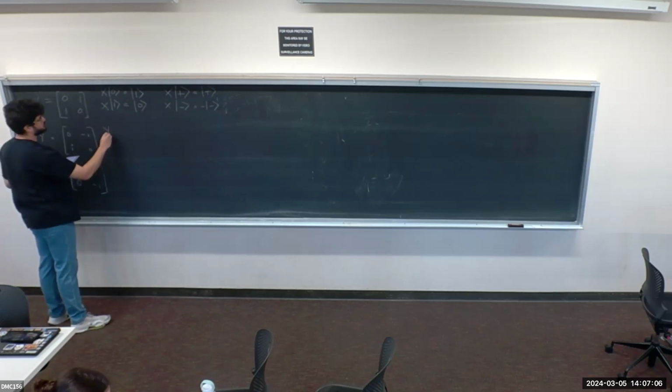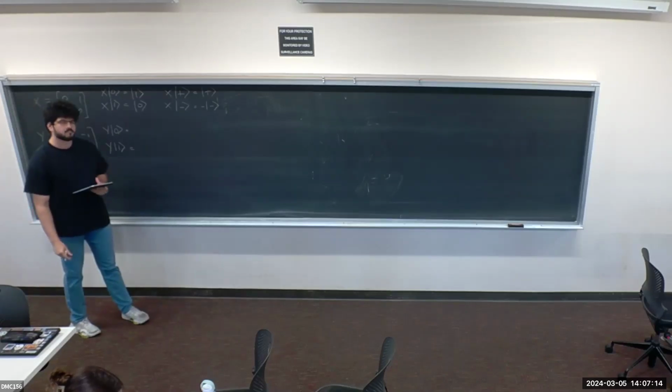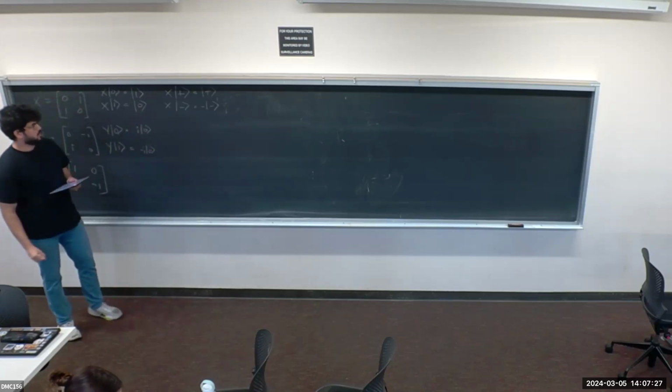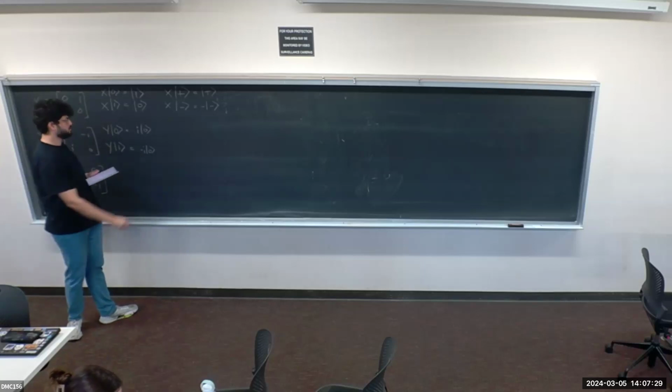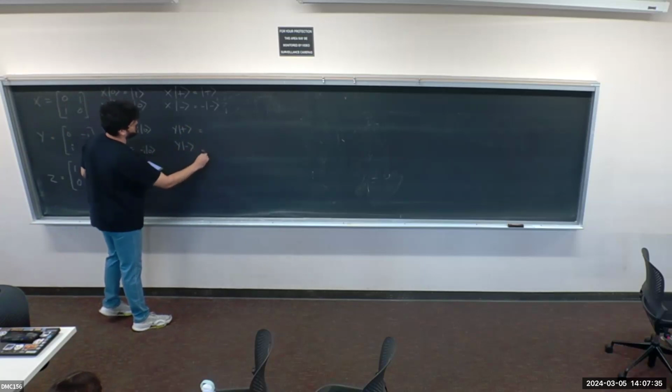Similarly, if Y acts on 0, we get a phase of i on 1, and on 1, a phase of minus i on 0. Maybe you guys compute what happens to the plus and minus states under the action of Y.